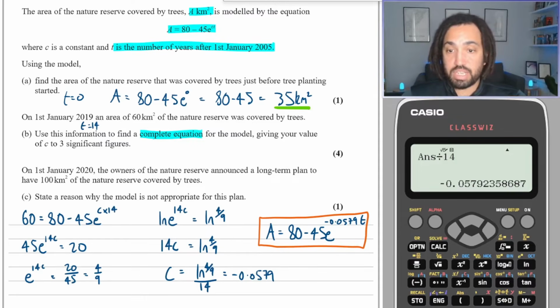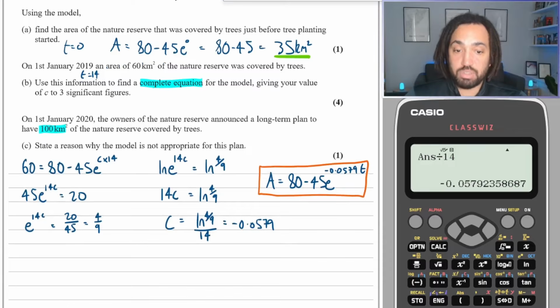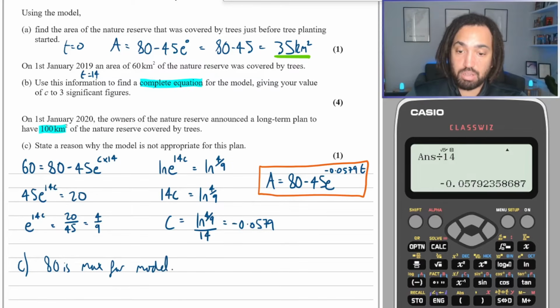Okay, the final part says that in 2020 the owners have announced a long-term plan to have 100 kilometres squared of the nature reserve covered by trees. State a reason why the model is not appropriate. Well, the model's maximum is 80, because we're taking away a function of e, which will always be positive. So we can't get more than 80. So it's not appropriate because 80 is the maximum. 80 is max for model. Done.